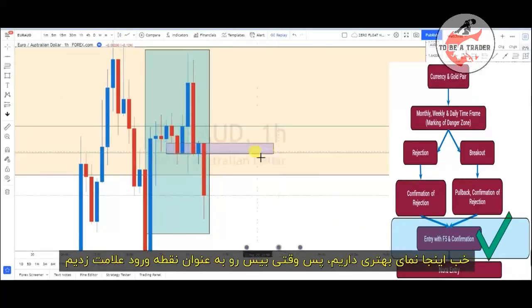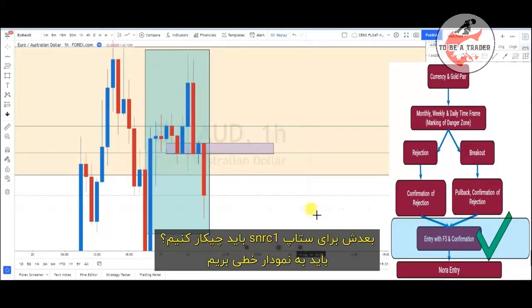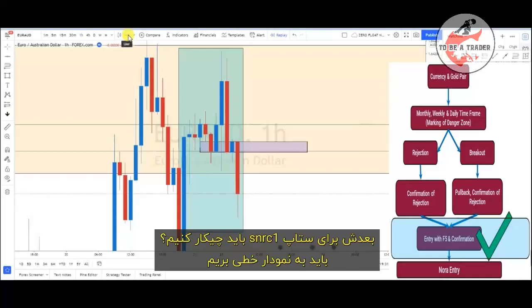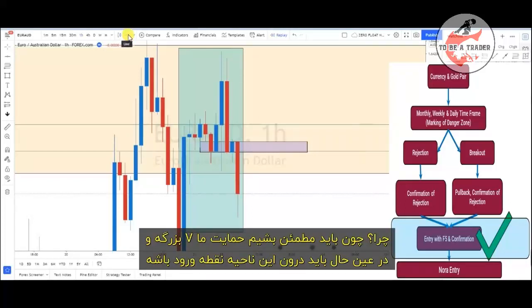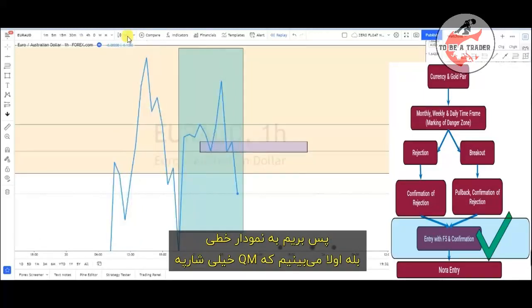So once we mark this base drop as our entry point, next, what we should do for the SNRC1 setup is go to the line chart. Why? Because we have to make sure this support has to be a capital letter V. At the same time, it has to be inside this entry point area. So let's change to the line chart.